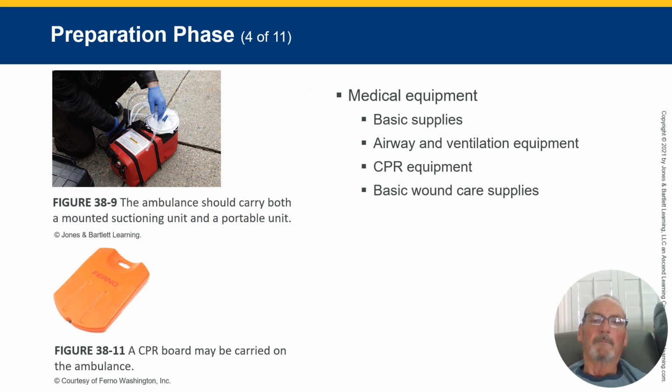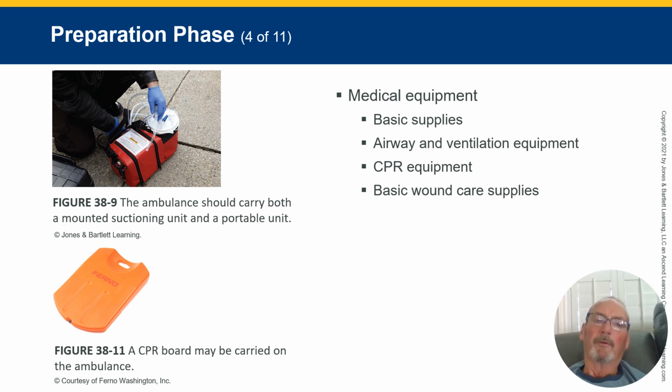Your medical equipment includes your basic supplies, and that includes anything that has to do with airway, breathing, circulation, CPR equipment, and suction equipment. The little device you see in the bottom left corner is known as a CPR board. We would carry those underneath the bench seat because if our patient coded at any time during transport, we can't do CPR on the stretcher because of the cushion flexation. So we had to have something rigid to put underneath them.